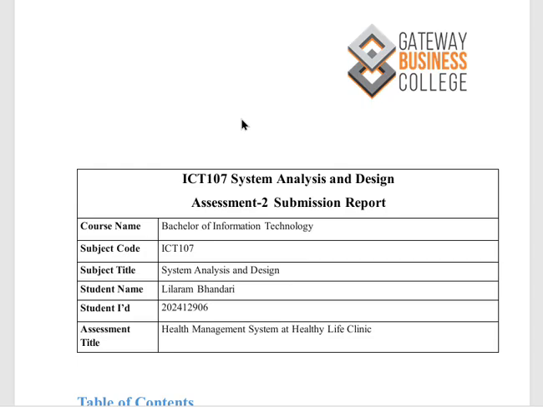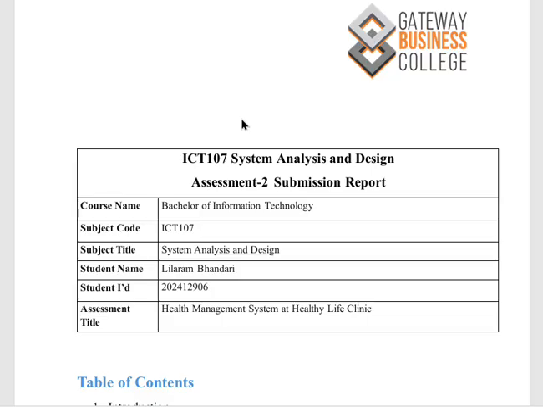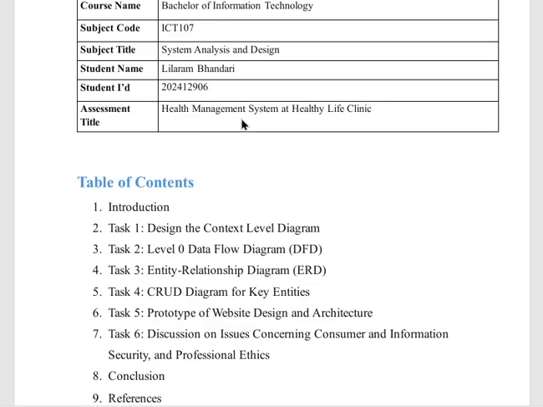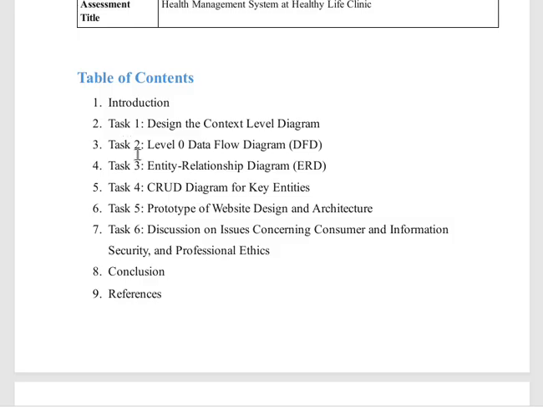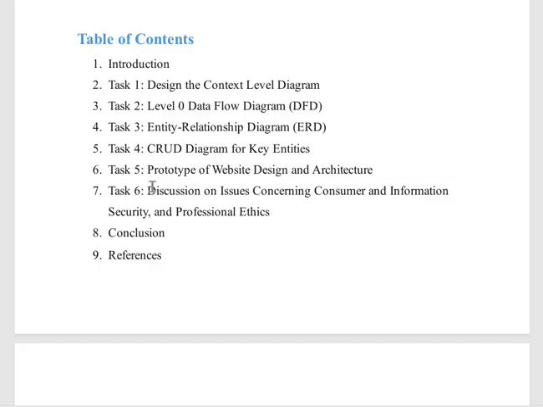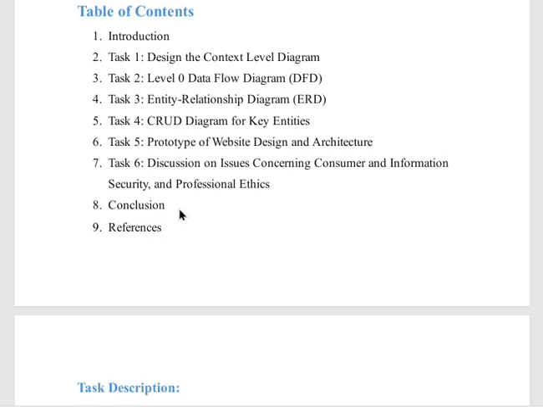I have made a cover letter, table of contents, introduction, and tasks 1 to 6. I will describe step by step all the tasks, and I have a conclusion as well as references.